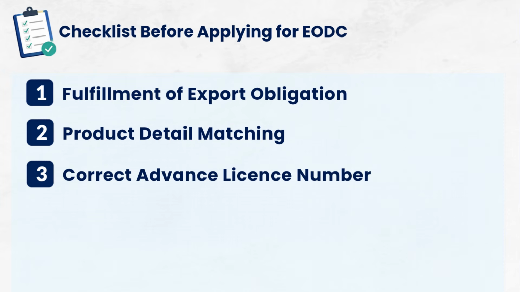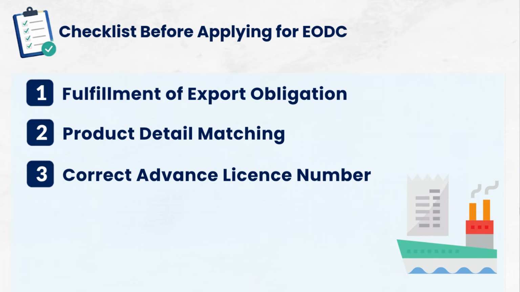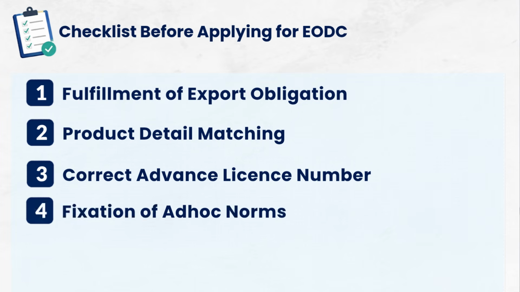Correct advanced license number. This is the most important point to check. The shipping bill must mention the correct advance license number. If the number is incorrect, the shipping bill will not be counted toward your export obligation. The standard policy does not have a solution for this error. In this situation, an exporter can only approach the Policy Relaxation Committee in New Delhi or get the shipping bill amended by customs.